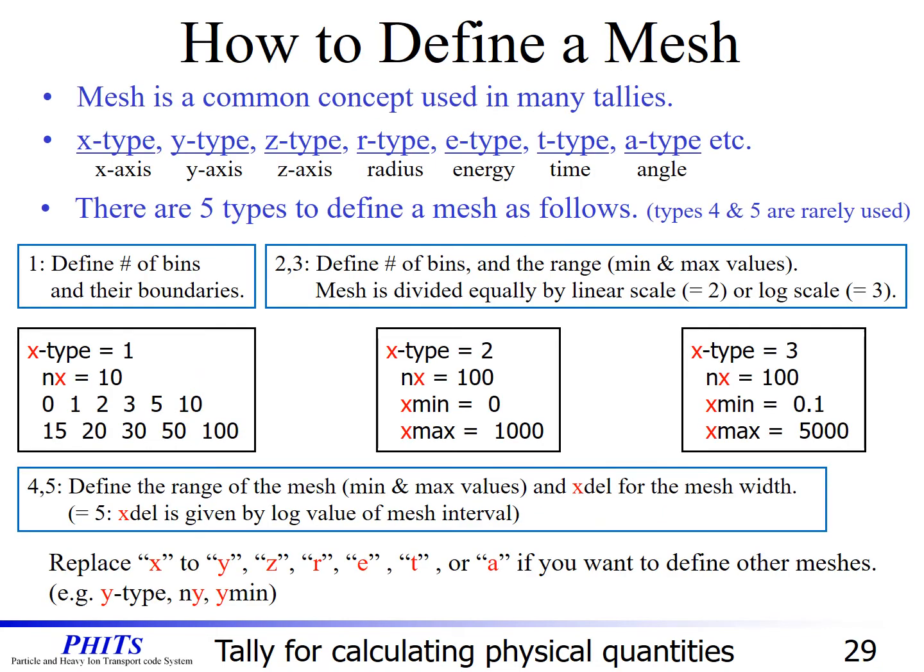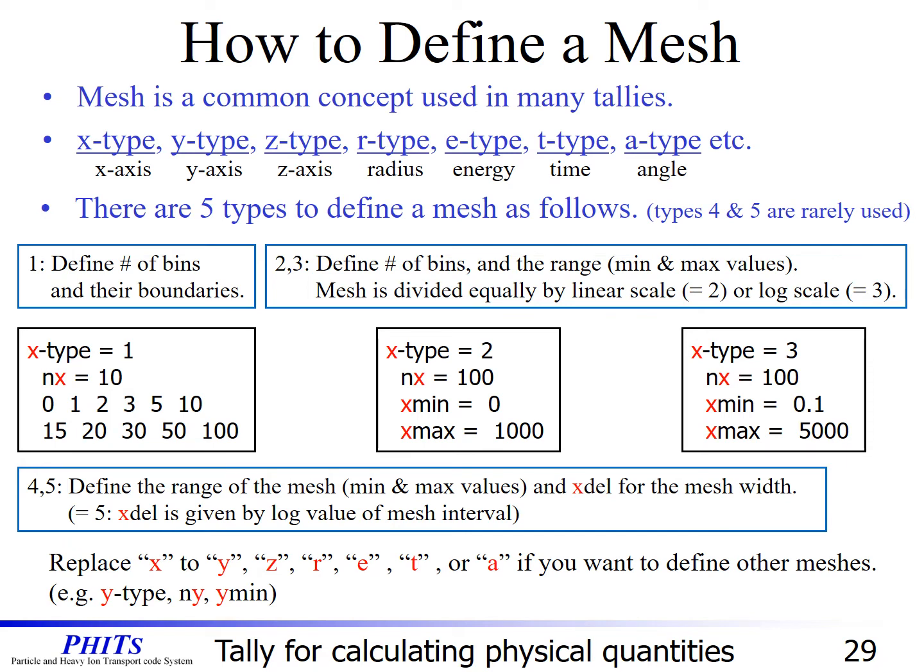This slide shows how to define a mesh. Mesh is a common concept used in many tallies. The types of subsection are X, Y, Z, R, E, T, and A. They are the first letters of each physical quantity. You can define each mesh using the following 5 types.